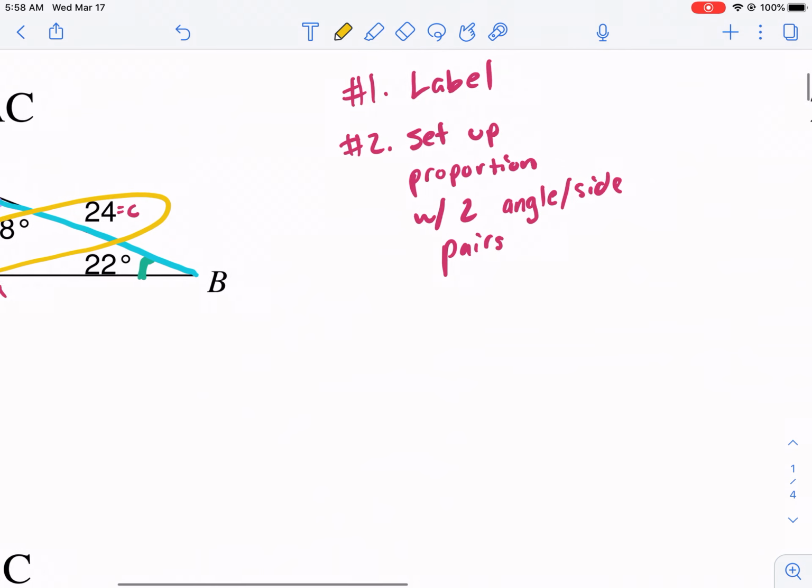So one of our pairs has to have a given angle and an opposite side. I don't know how to indicate that. How can I say that? Set up proportion with two angle side pairs, and maybe I can put in parentheses, one pair has to have both given. Both given. Okay, so we have that.